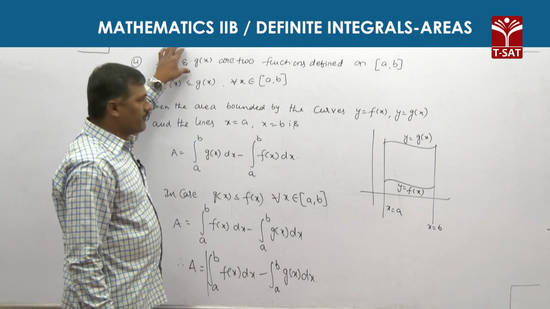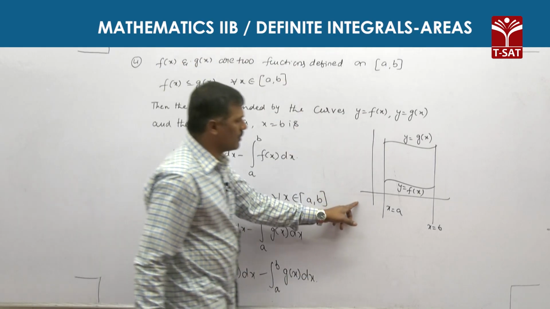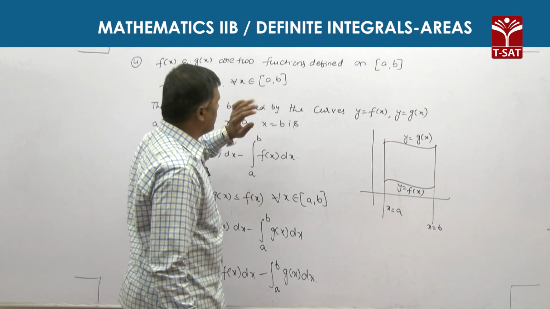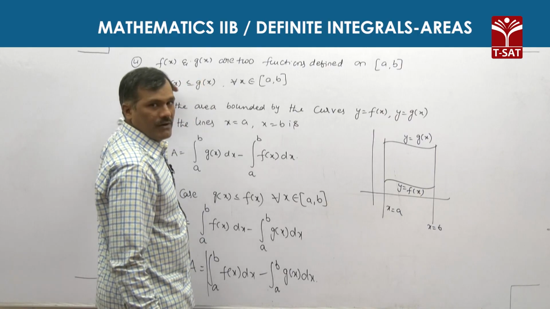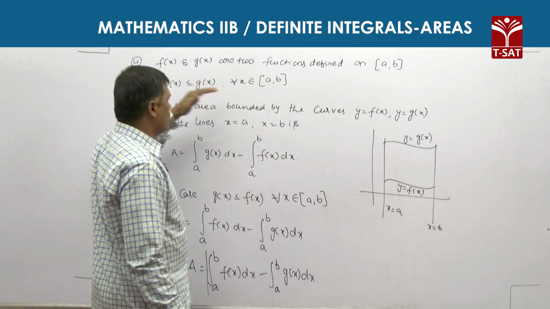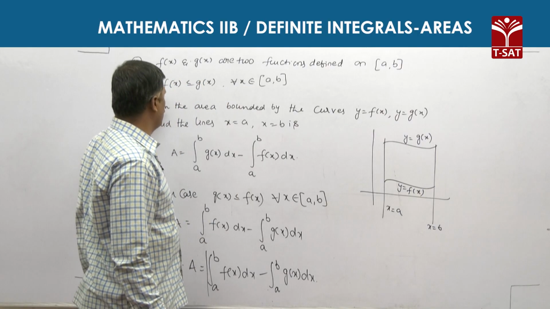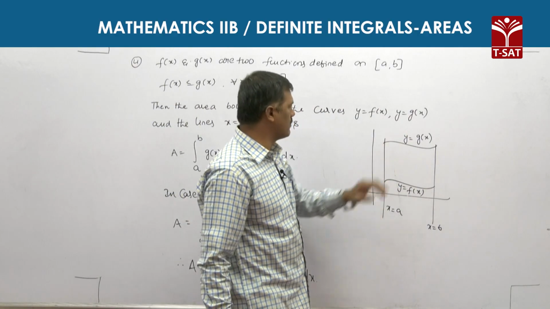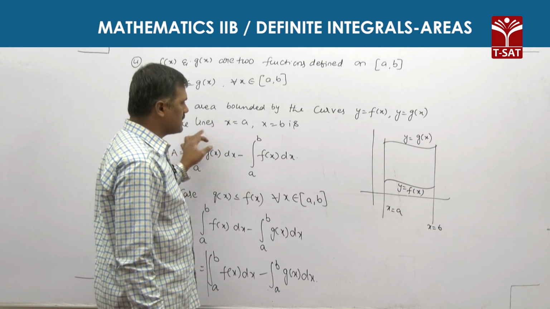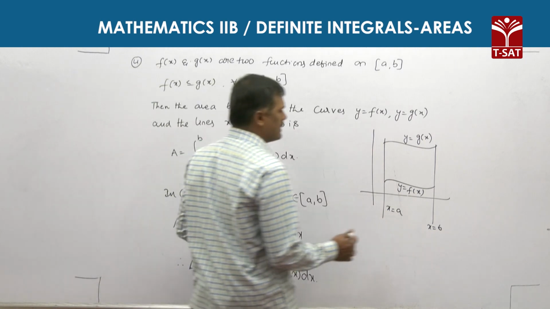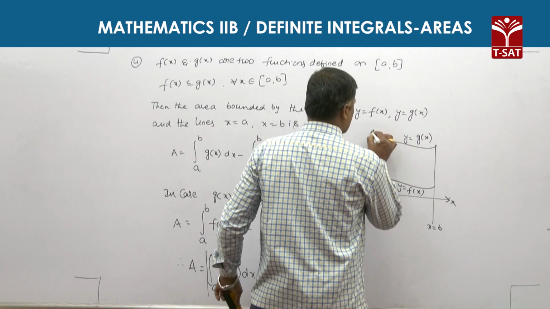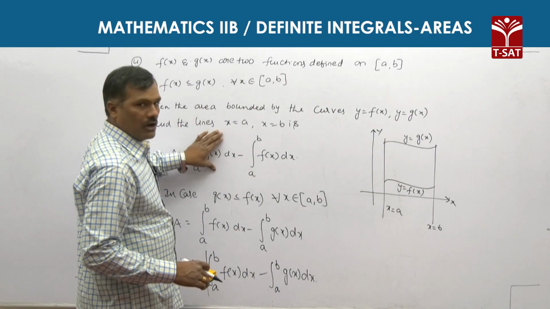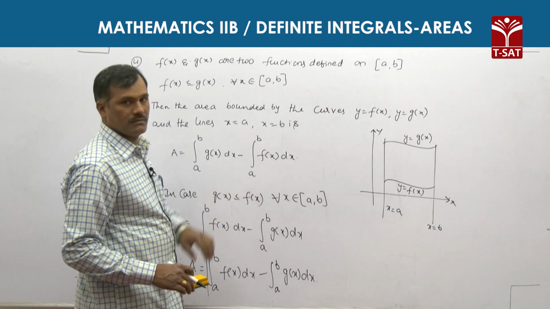f(x) and g(x) are two functions defined on the closed interval [a, b]. f(x) less than or equal to g(x) means g(x) is the upper curve, f(x) is the lower curve. For all x belonging to the closed interval [a, b], the area bounded by the curves y = f(x), y = g(x) and the lines x = a, x = b with the x-axis is equal to the area of the upper curve minus the area of the lower curve.